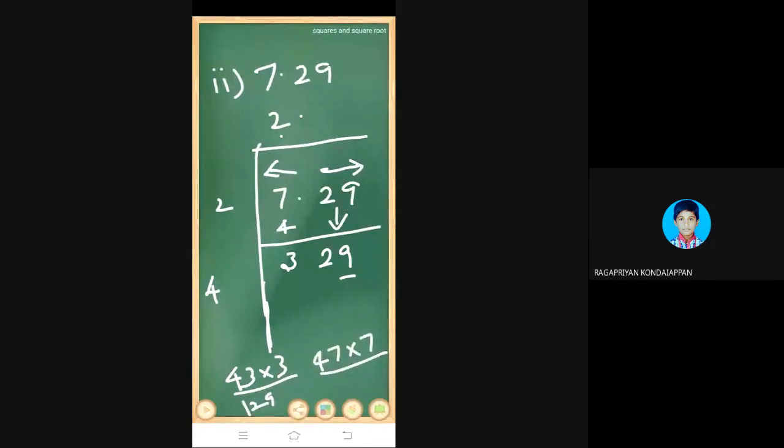47 into 7. 7 sevens are 49. Balance 4. 7 fours are 28 plus 4, 32. So 329. Answer 0. So what is the square root of 7.29? 2.7. 2.7.